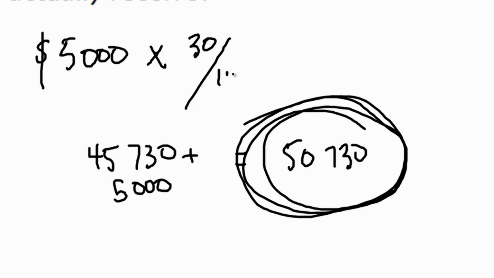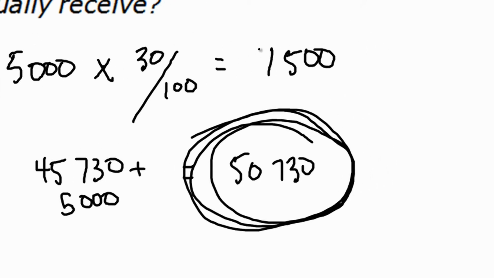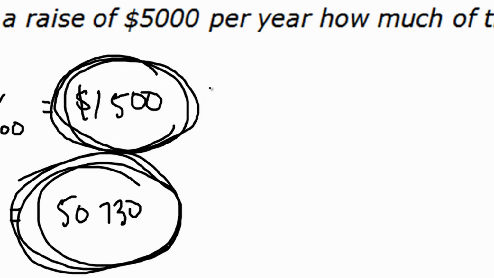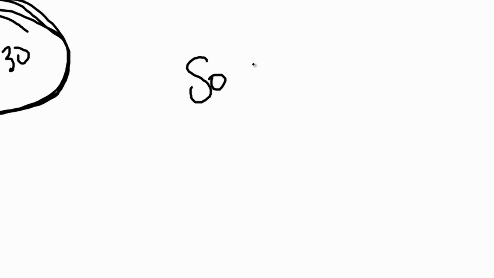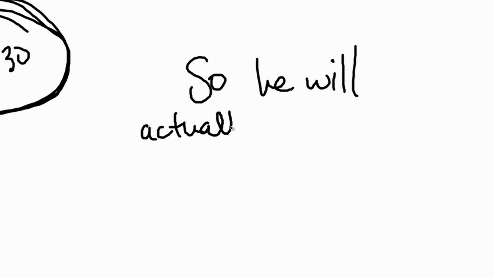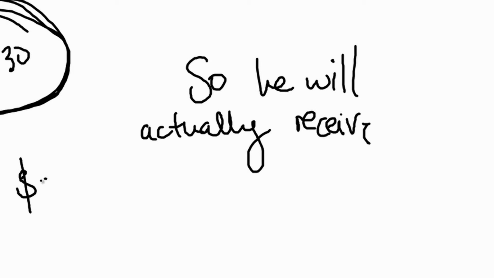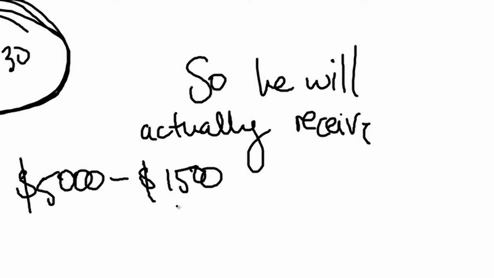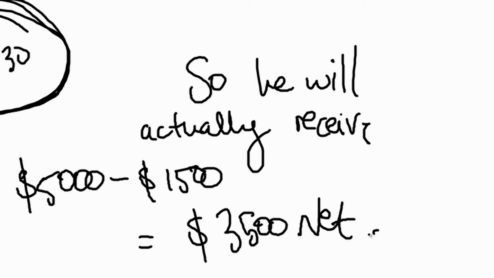So 30 divided by 100, and if we work this out, we get $1,500 worth of tax on the $5,000, because it hasn't jumped in tax bracket, it's still in that 30% bracket. Okay, how much does he actually receive? Well, $5,000 was his raise minus how much tax he pays, which is $1,500. So he actually gets $3,500. Now it doesn't stop there, that's just one tax.